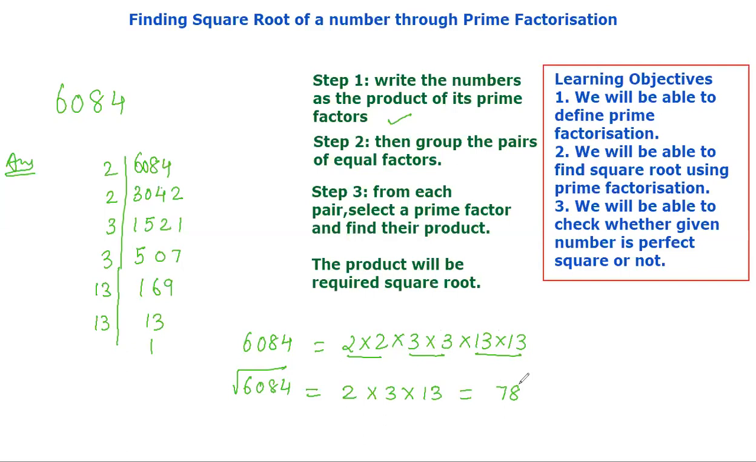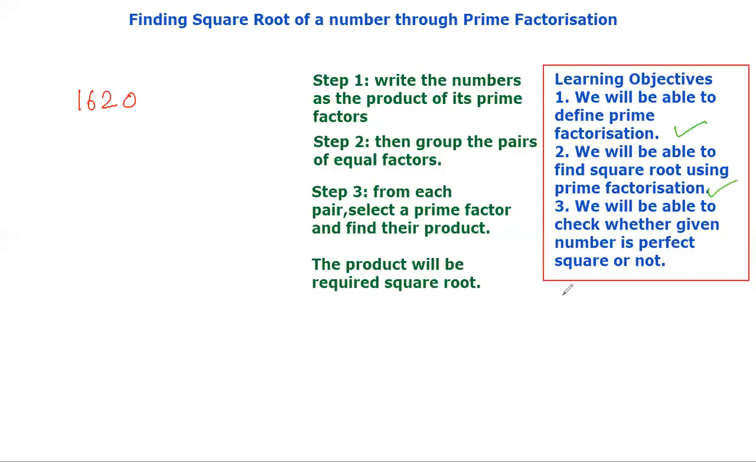So I hope that we are clear with the method of finding the square root using prime factorization. So by this we have achieved our second learning objective also. Now let us see how to check whether the given number is a perfect square or not. So I have taken 1620 as my next example, right? Now we will check whether the given number is a perfect square or not.